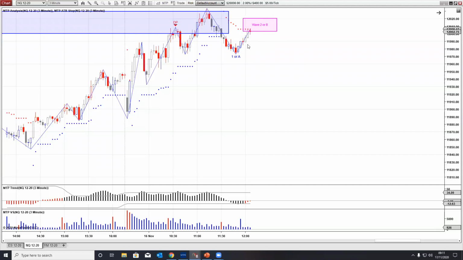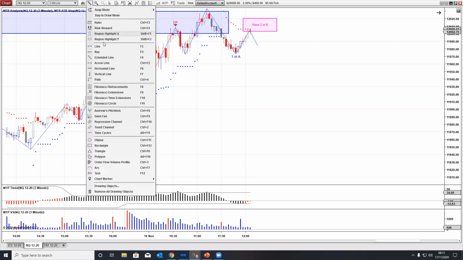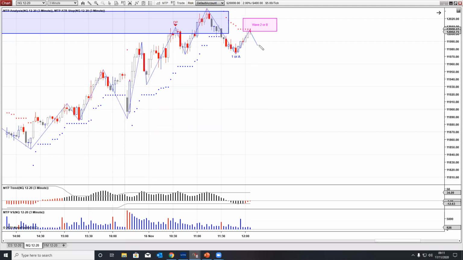So at this particular point in time, this could have been an A of an ABC correction. Let's try and do some drawing tools. So it could have been an A, that would have been possibly a B, and then that could have been a C up there later before then going down like that, couldn't it? That's what we'd normally want to look for, an A, a B, a C, to then go down in a wave 3.